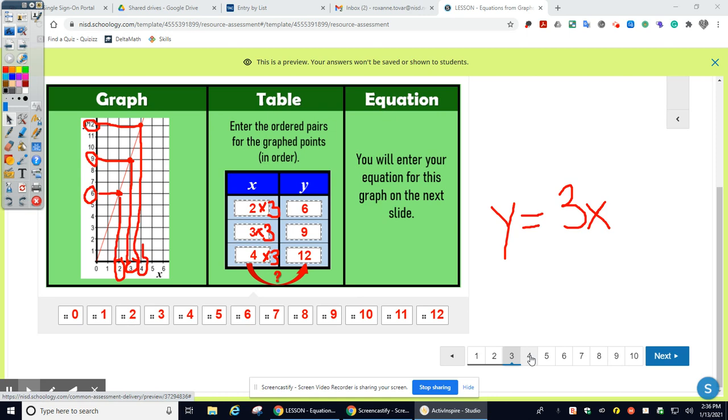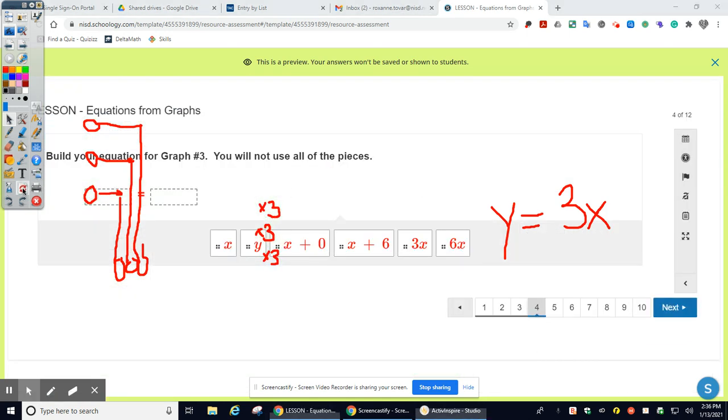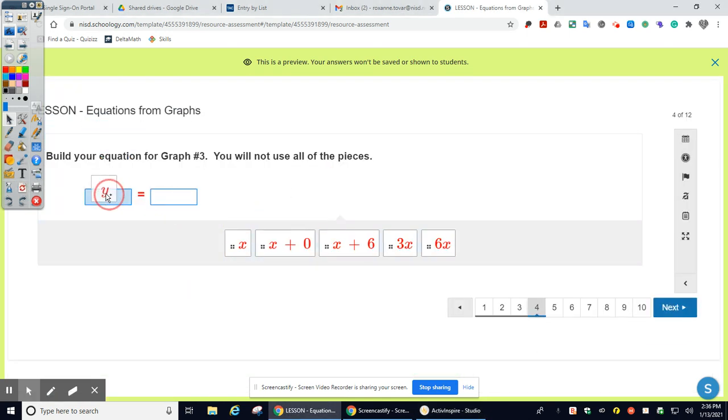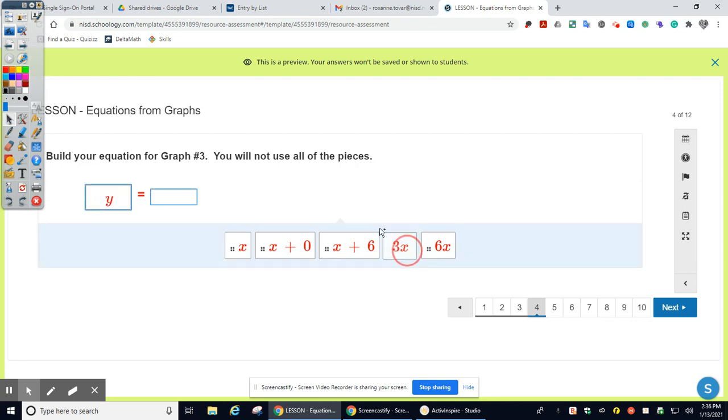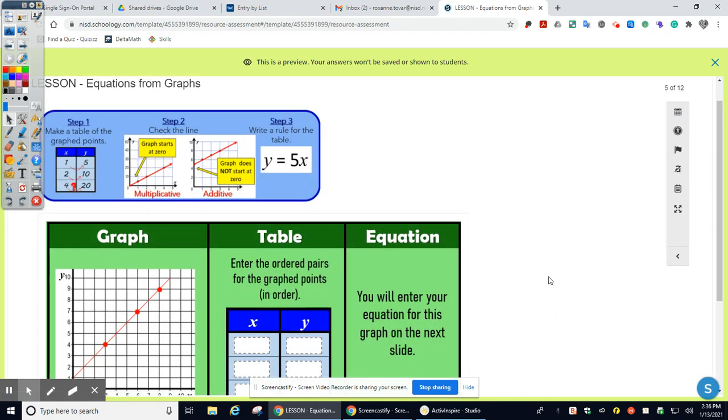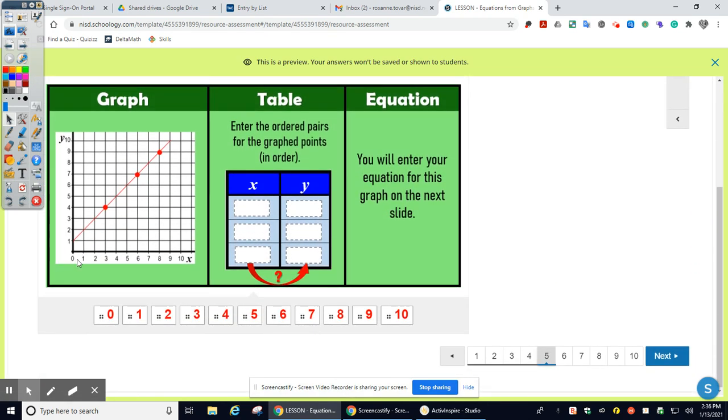So then I'm going to go to number 4 and plug that in. I'm going to make sure I have my y to the left of the equal sign, and then I'm going to put my 3x to the right. Okay? All right, let's look at this again. Here, because I'm not starting at the origin, I know that this is going to be an additive graph. This is going to be an additive relationship. But let's go ahead and do that again. We're going to follow the dots in order. So I'm going to go to my first dot. My x is 3, and y is 4. So I'm going to put in 3, 4.